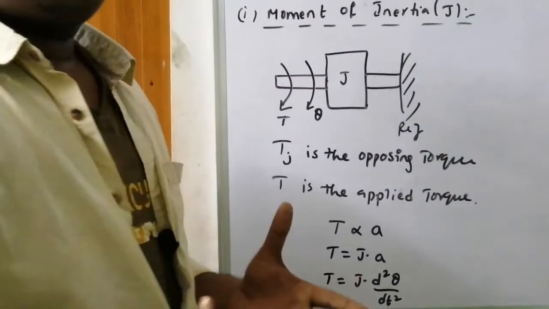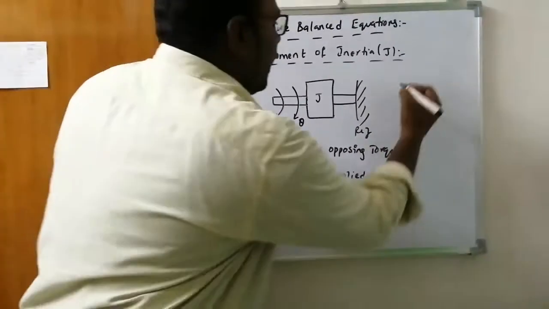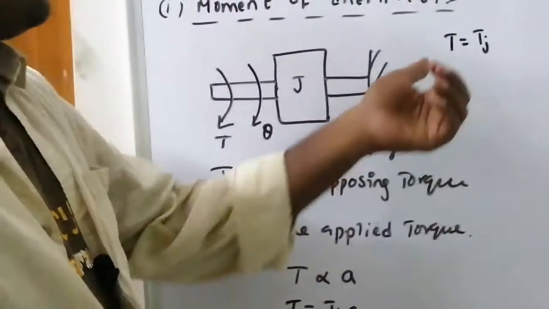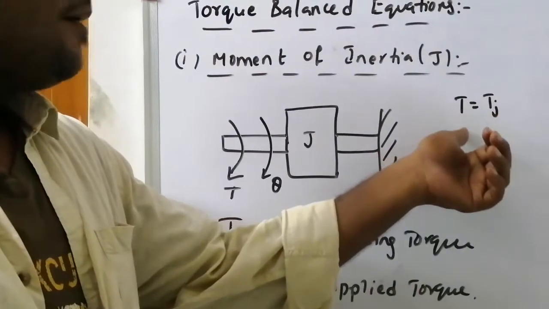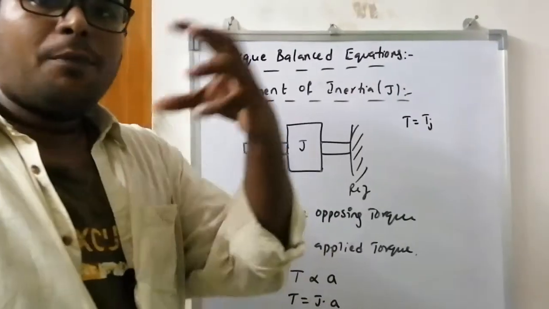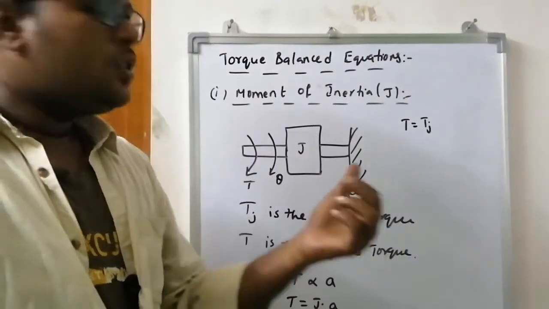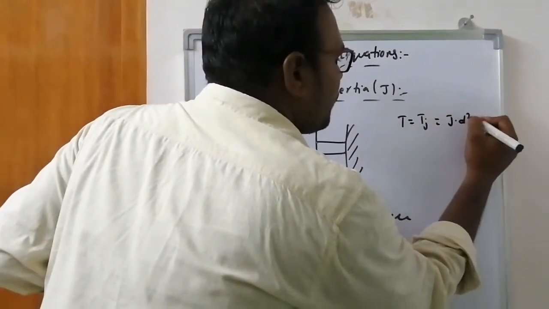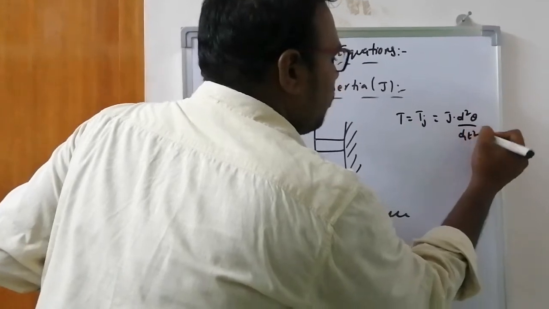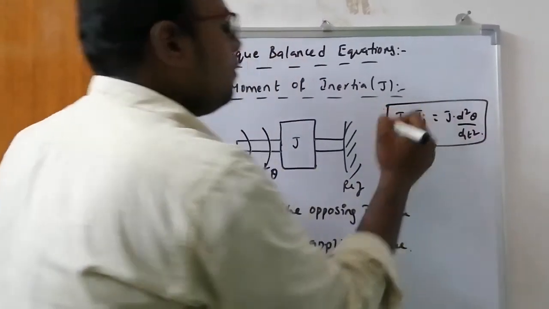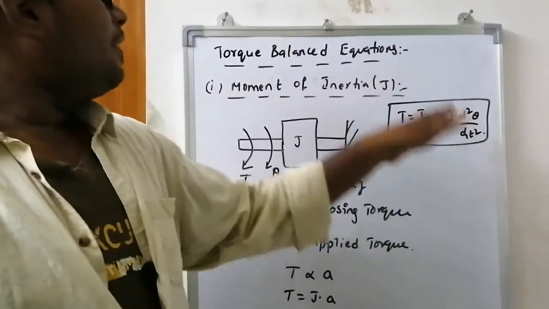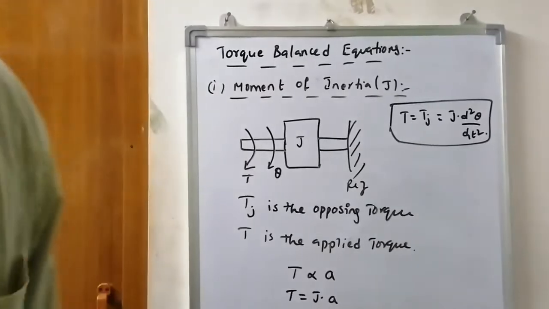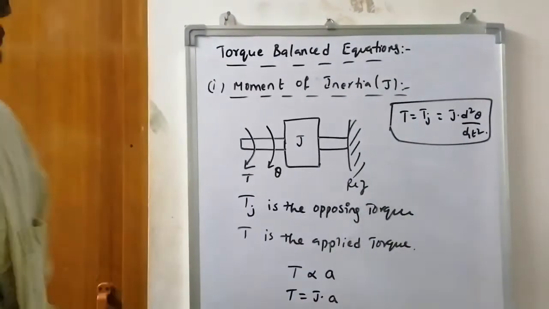We all know from Newton's second law of motion that the applied force is equal to the opposing force. So here T is the applied torque, and Tj is the torque opposed by the moment of inertia. Tj is equal to J into d square theta by dt square. So this is the torque balanced equation for the moment of inertia. Now we are going to see the torque balanced equation for the dashpot.